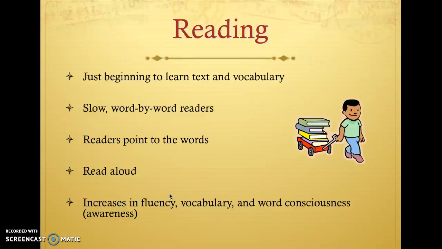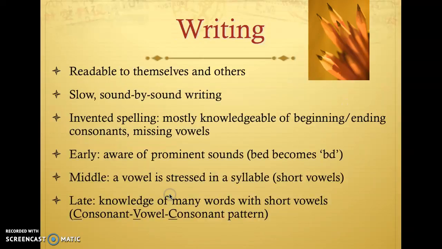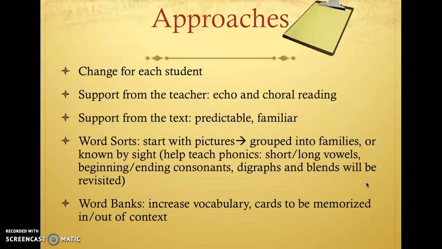In reading, they're very slow readers. They point to the words. They often need to read aloud. In writing, their writing begins to be readable both to themselves and to others. They write sound by sound and often don't know the spelling of a word, but they can sound out the word. So you can see they go through early, middle, and late with their writing in this stage, and this would be what they could do at those three different stages.